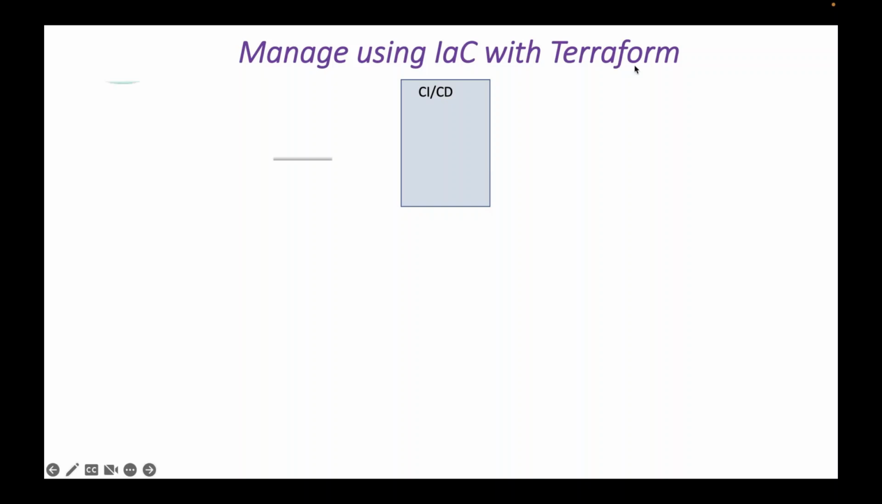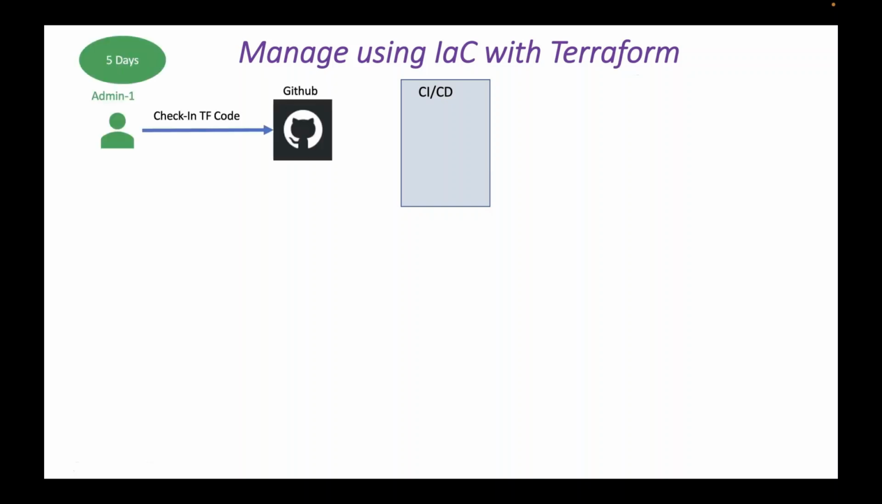The same scenario: the particular person, the admin, is there. In the traditional case, he took 5 days to create the resources in one environment. But here, he took 5 days to create the Terraform code. For example, if you want to deploy 30 resources, he took 5 days to create the Terraform code, and then he stored it on the GitHub repository.